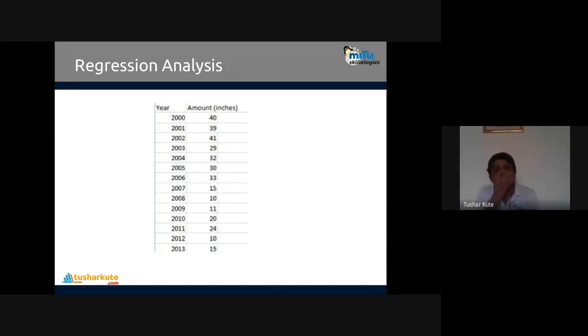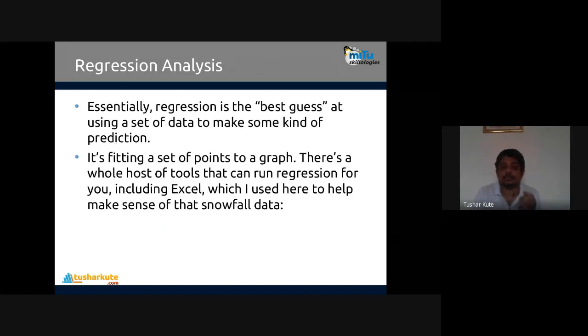See, for example, like this. In 2000, it was 40, 21, 39, 41, 29, 30, 33, 30, and so on. Okay, so this is just an example. So regression techniques can be applied. Linear regression models can be used. But to analyze whether this model is working perfectly on my data, I need to use some statistical techniques. We are going to see these statistical techniques one by one. So essentially, regression is a best guess using a set of data to make some kind of predictions.